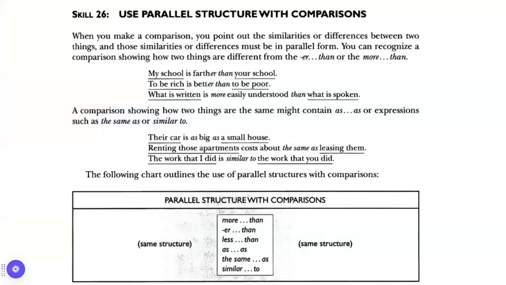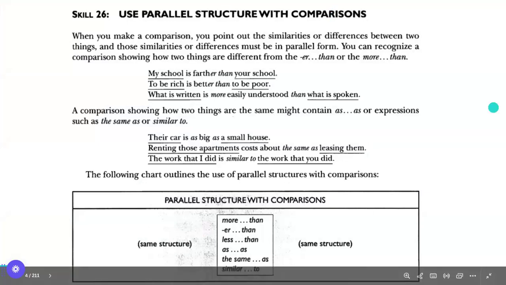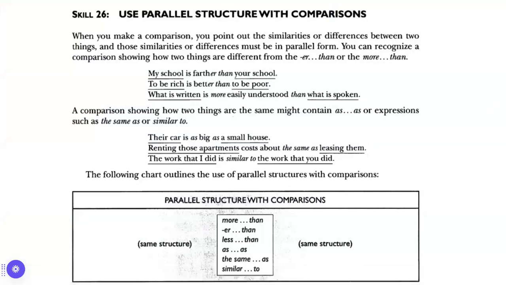Now, the last thing that we were talking about last session is parallel structure. And specifically today, we will review parallel structure with comparisons. Now, when you make a comparison, what you want to point out is either the similarity or the differences between two things. And those differences or similarities must be in a parallel form.